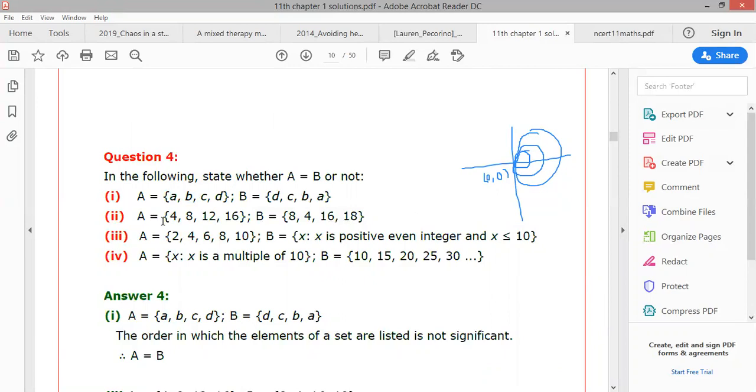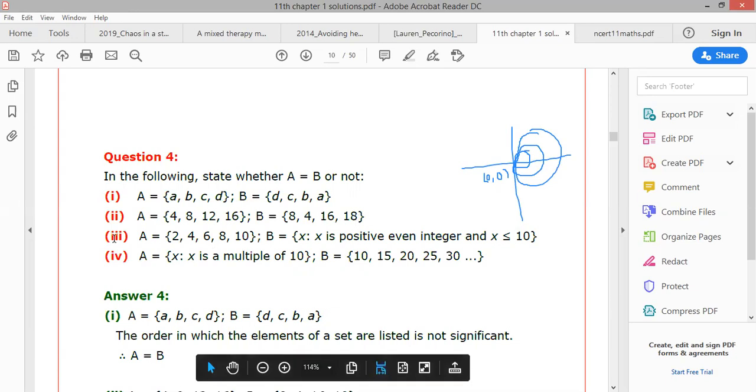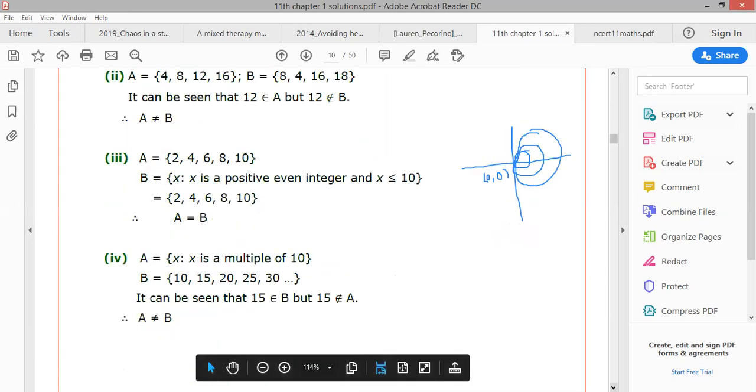What about this part number second? Here we have elements 4, 8, 12, and 16. 4 is here, yes, 4 is here. 8 is here, yes, 8 is here. 12 is here, 12 is not here. So there is element 12, that's in A, but that's not in B. Therefore, A and B are not equal sets. Similarly, you can do these two parts. Next is question number 5.